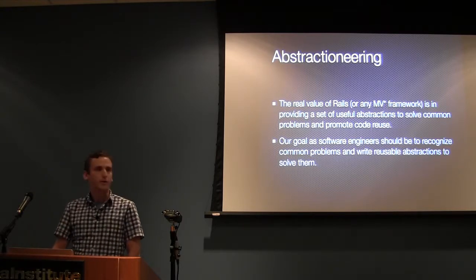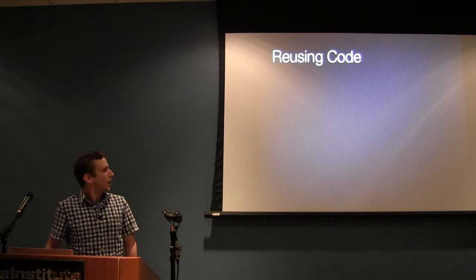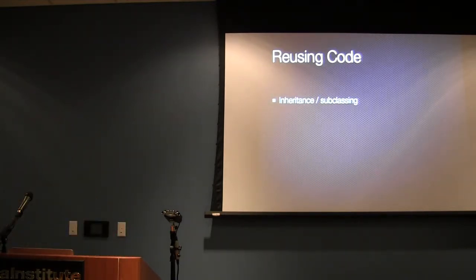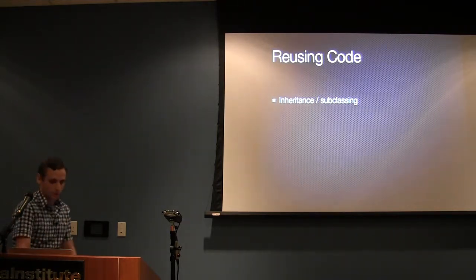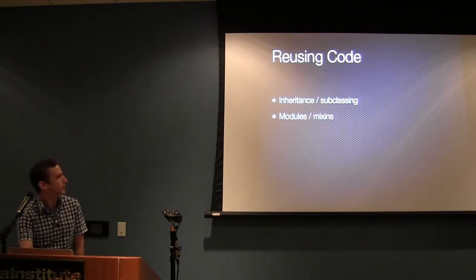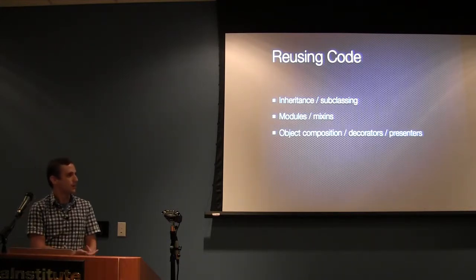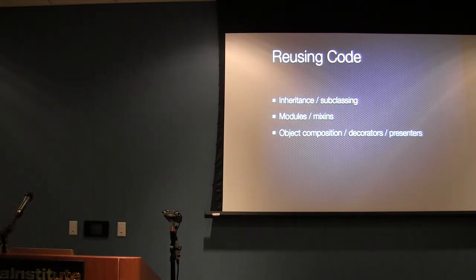So let's think a little bit about code reuse. At a language level, we have a couple tools. I think the one that's probably most familiar to most people here is inheritance or subclassing. It's classic object-oriented. In Ruby, we have modules. You might have mixins or some other concept that's something similar. That's probably familiar to most people here. There are some other things. There's object composition. You may have heard of that as the decorator or presenter pattern.